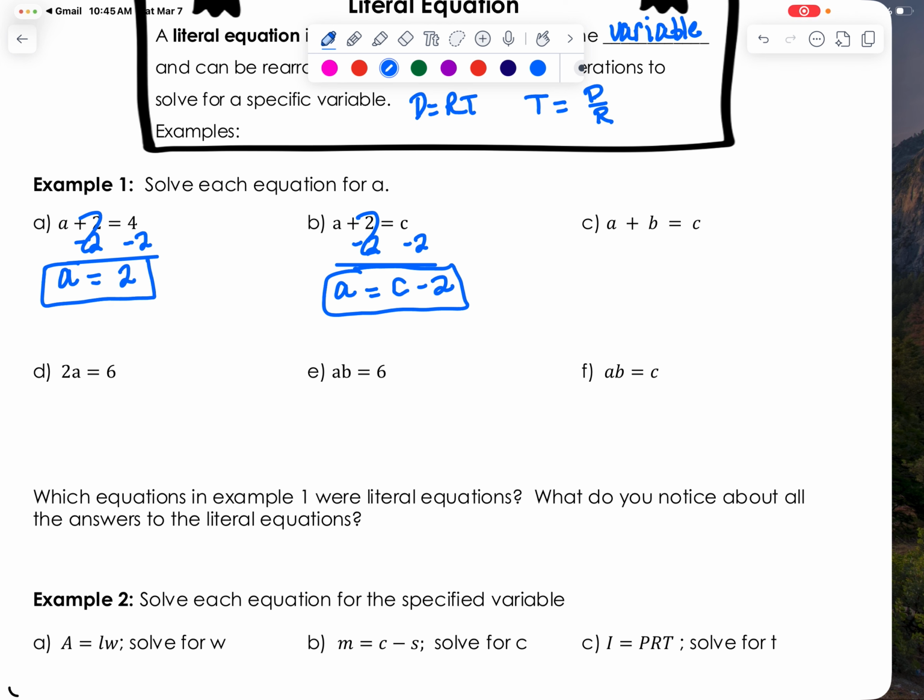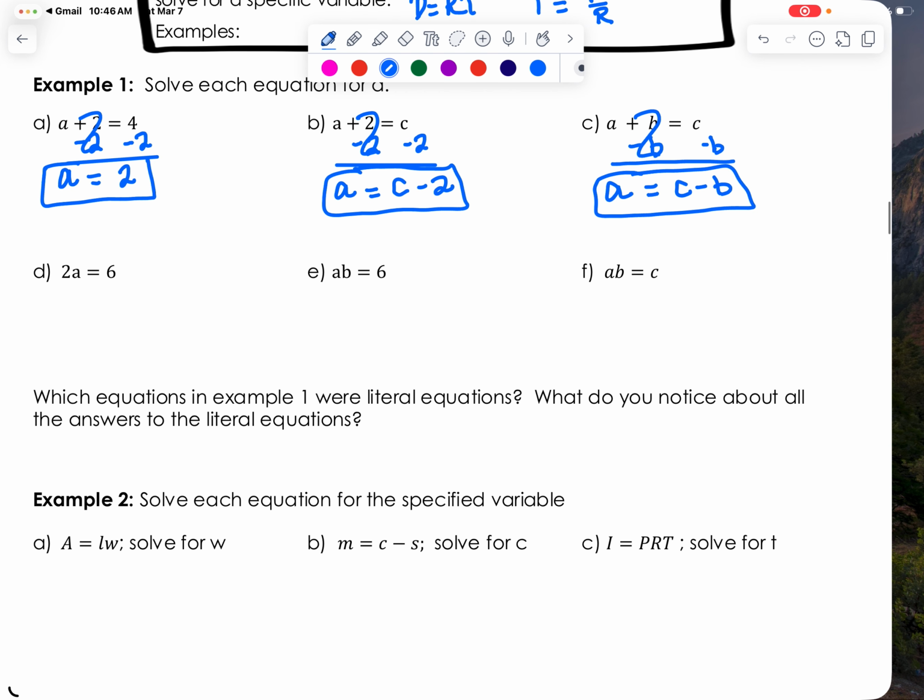All right, problem C. We have A plus B is equal to C, and I want to isolate the A, and I want to solve for A. So I would subtract the B, and we're left with A, these terms would zero out, equals C minus B.